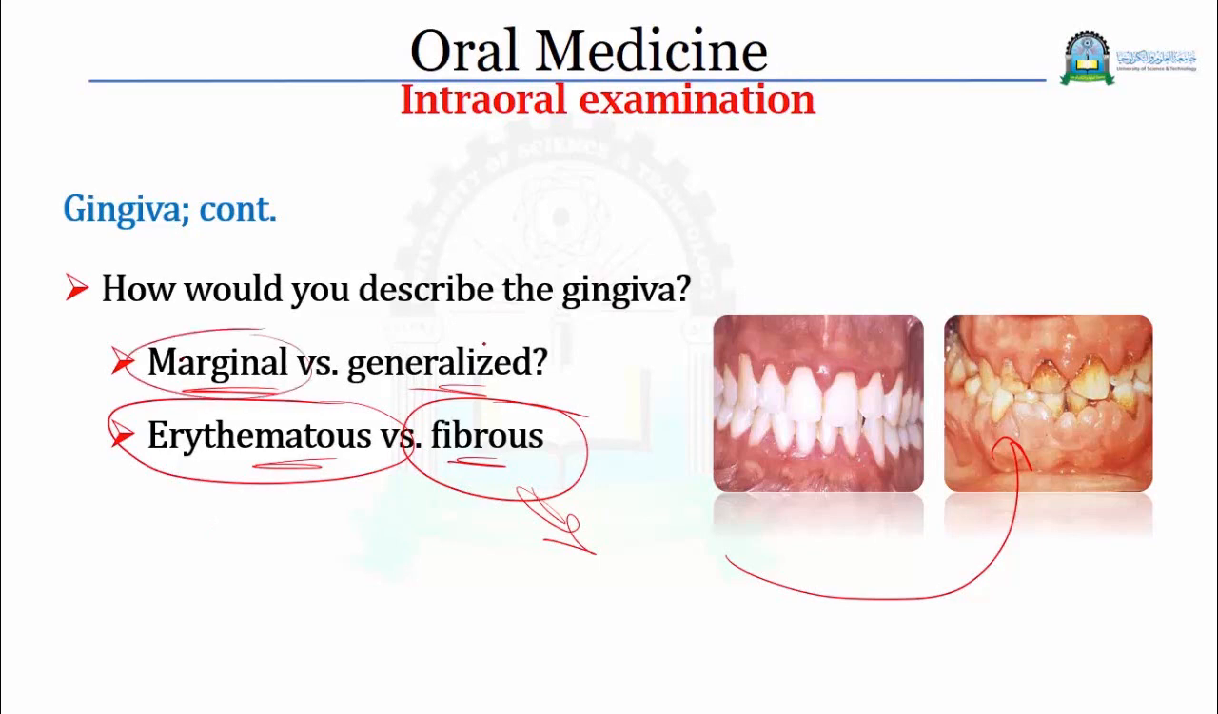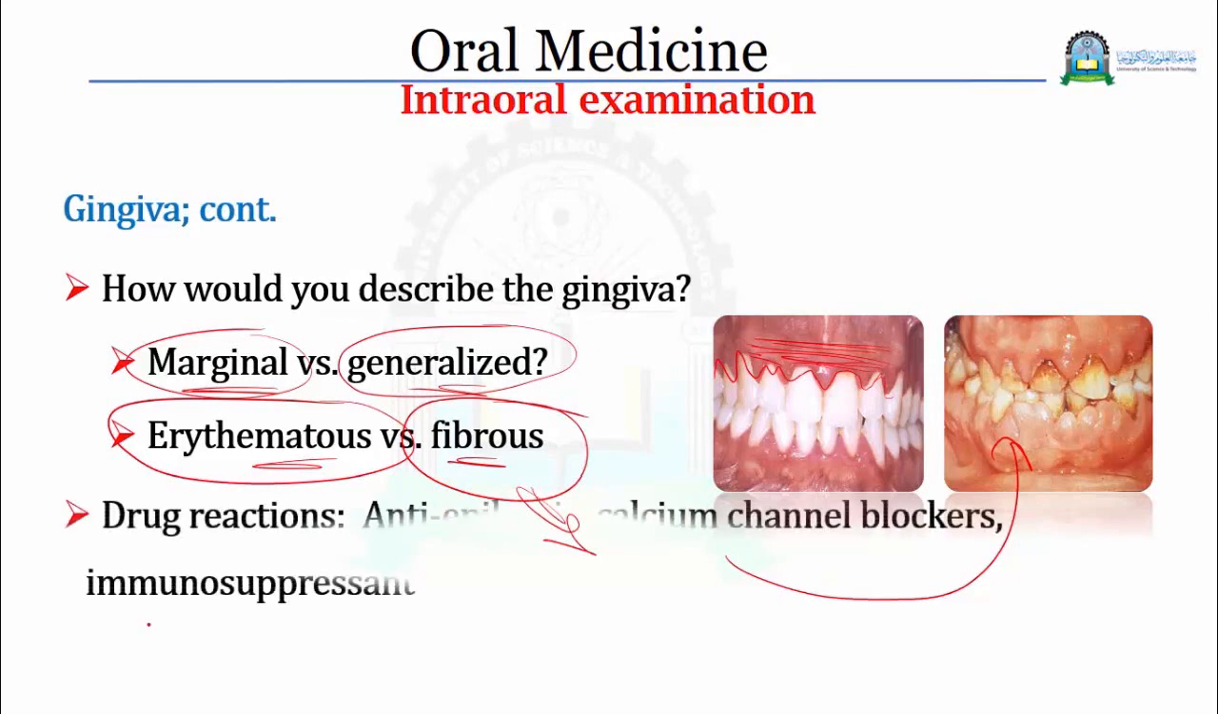Marginal versus generalized gingivitis. If there is just inflammation on the marginal area of the gingiva, maybe plaque-induced gingivitis. Or if there is a generalized gingivitis including the marginal gingiva and the attached gingiva, reaching the mucous membrane of the oral cavity, this may indicate a disease other than plaque-induced gingivitis.